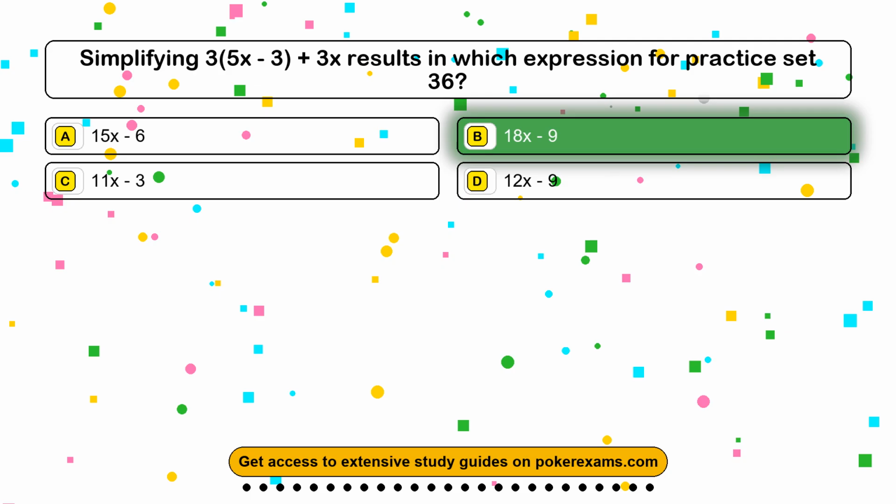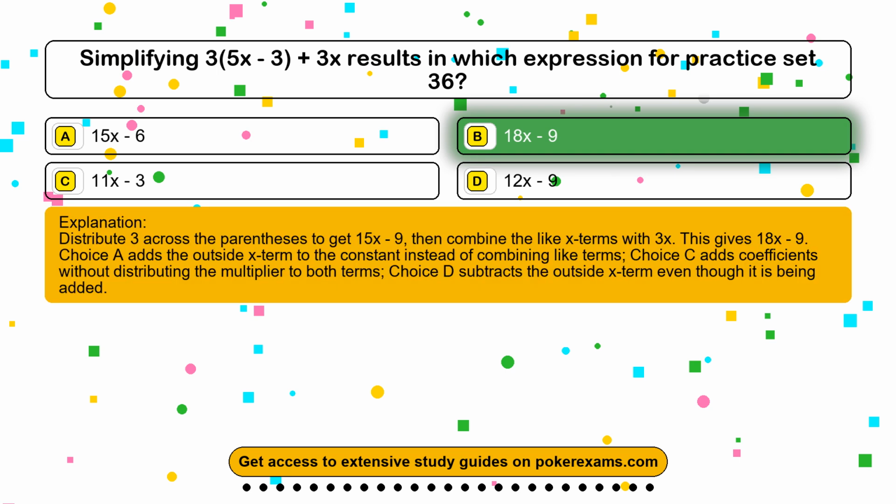The correct answer is option B, 18x minus 9. Distribute 3 across the parentheses to get 15x minus 9, then combine the like x terms with 3x. This gives 18x minus 9. Choice A adds the outside x term to the constant instead of combining like terms. Choice C adds coefficients without distributing the multiplier to both terms. Choice D subtracts the outside x term even though it is being added.